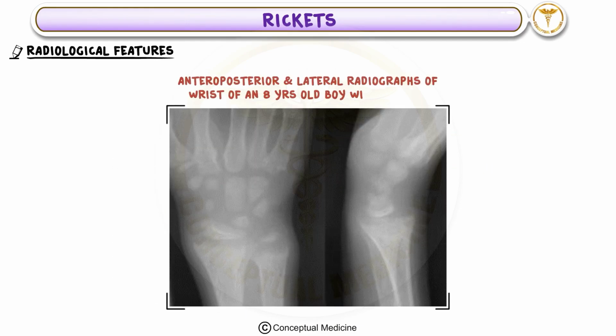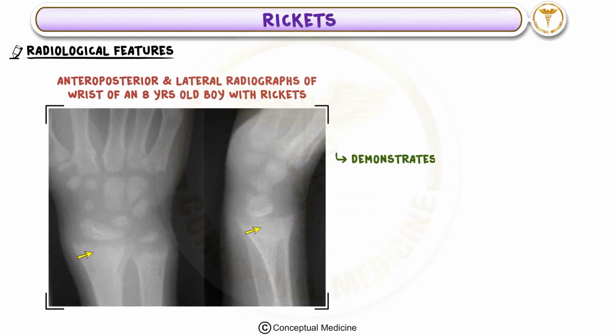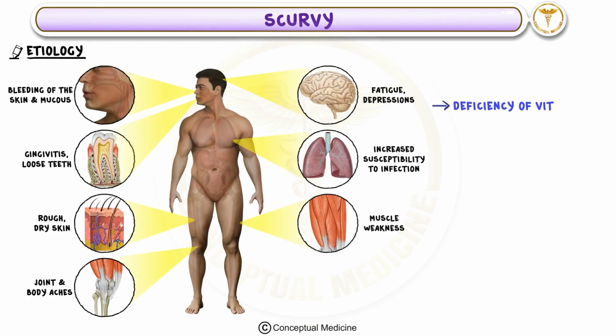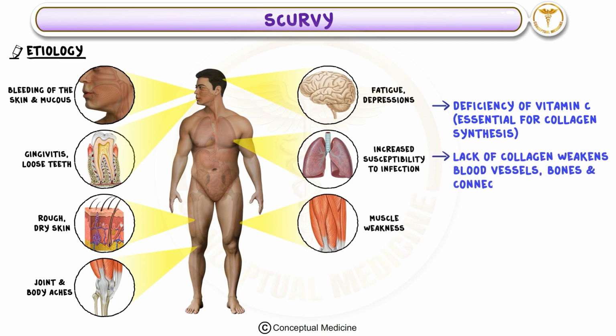Anteroposterior and lateral radiographs of the wrist of an 8-year-old boy with rickets demonstrate cupping and fraying of the metaphyseal region. Scurvy. Etiology. Scurvy results from a deficiency of vitamin C, which is essential for collagen synthesis. A lack of collagen weakens blood vessels, bones, and connective tissues, leading to its characteristic features.